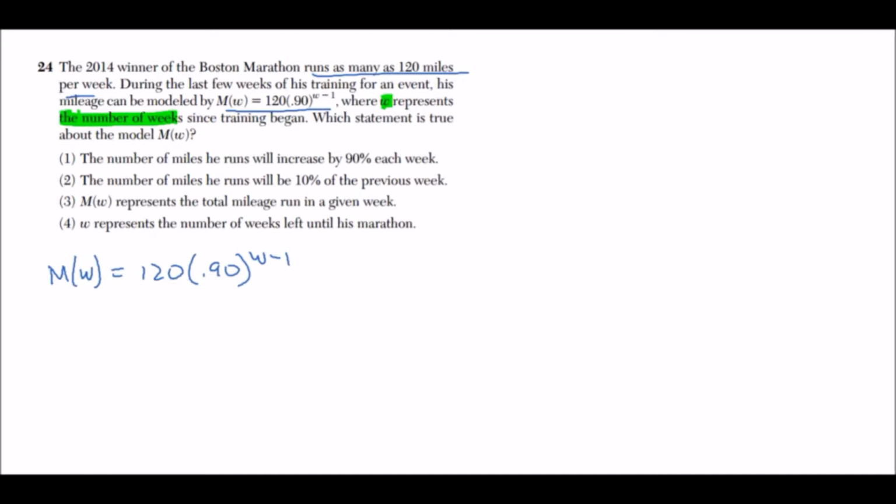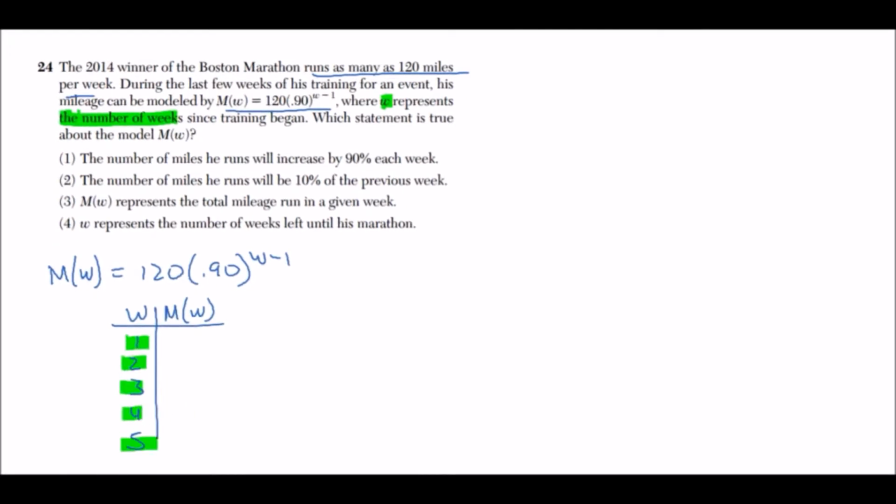Okay, so let's see. We could get some values here. We could start with the first week and see if we can sense some trends. So let's do the first week, the second week, the third week, the fourth week, and the fifth week. So we put in 1 for w, 2 for w, 3 for w, 4 for w, 5 for w.